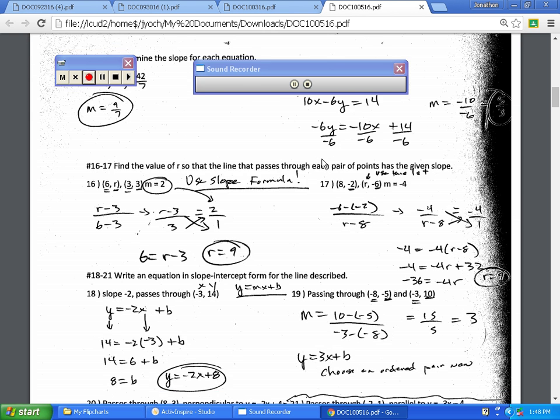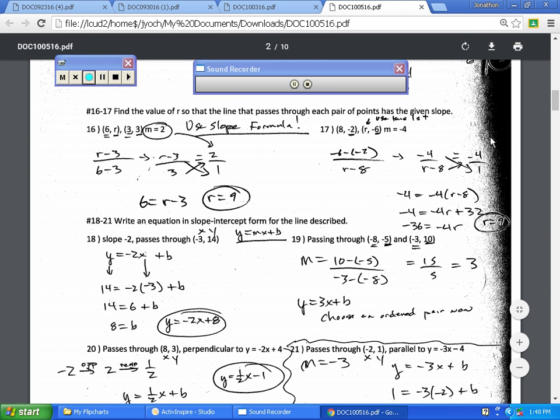Alright, 16 and 17 are more challenging. Tomorrow I used x and y instead of r. Anyway, r is a y value, so use the slope formula. You're going to do y minus r minus 3 over 6 minus 3. And you are going to simplify that.